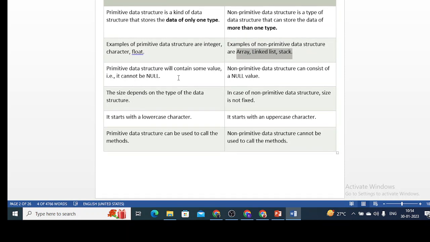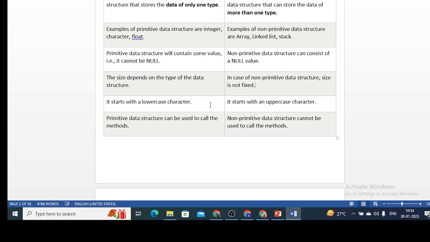Now primitive data structure will contain some value, that is, it cannot be null. We cannot leave it null. We have to give some certain value, whereas non-primitive data structure can consist of null value. We may leave it, we may give null values. Now the size depends upon the type of the data structure, which data structure you have used. For example, integer 2 bytes, character 1 byte, and so forth. Now in case of non-primitive data structure, size is not fixed.